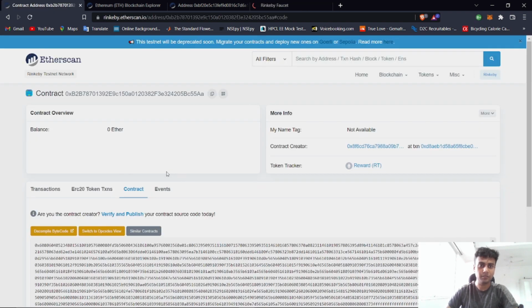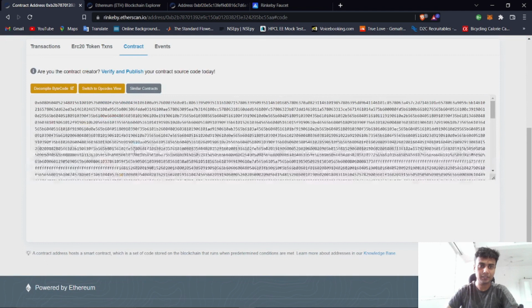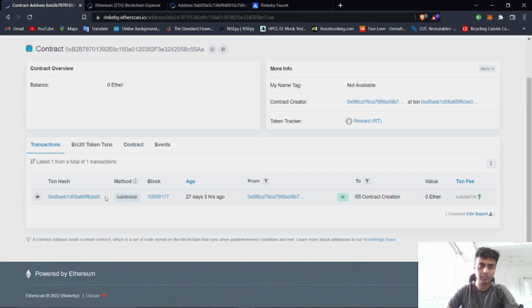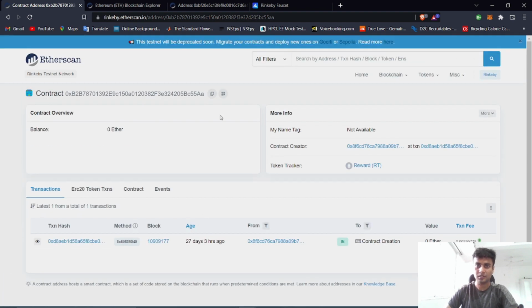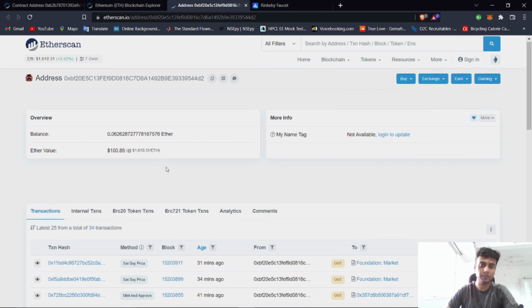Okay, let's get back to the blockchain. This is a contract, and it is not published and verified, but these are the transactions that happened. In this contract, only one transaction has happened, the contract creation. No function has been called from this contract. Okay, let's get back to the basics.